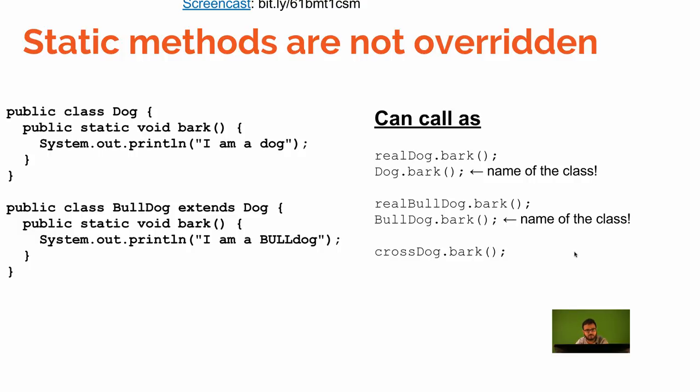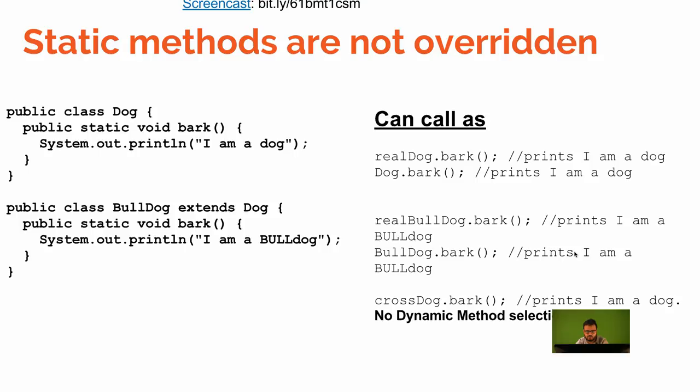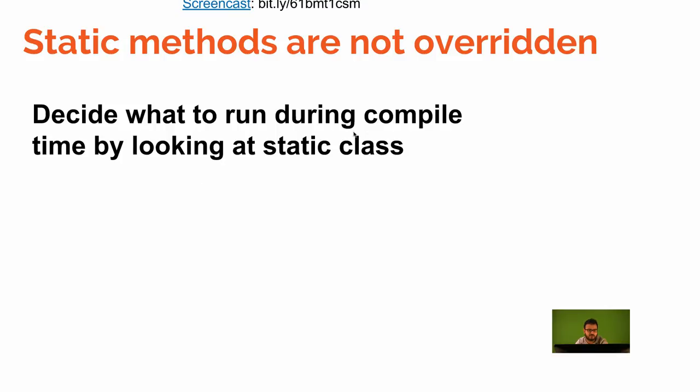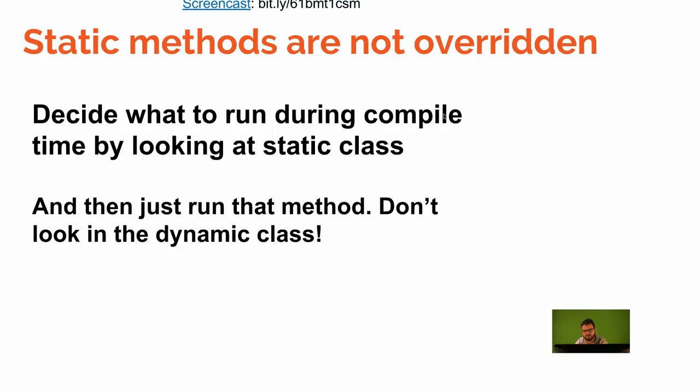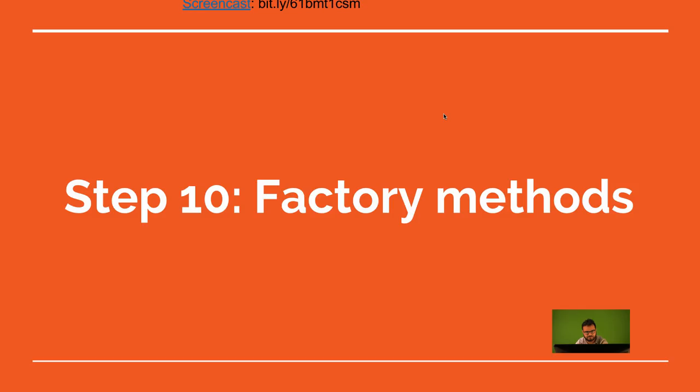What happens when you do crossdog dot bark? When we do crossdog dot bark, it prints I am a dog because the compiler selects this method, right? The compiler says, okay, crossdog's static type is a dog, and so the compiler selects this method to run, and then this is the method that runs. So for static methods, there's no dynamic method selection because they are not overridden. And remember, I said that dynamic method selection only helps with overridden methods, but these two methods are not overridden. So dynamic method selection will simply not help us. Okay, so we decide what to run during compile time by looking at the static class, and then we just run that method. No dynamic class stuff.